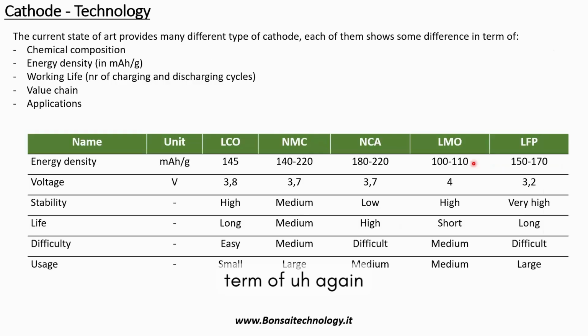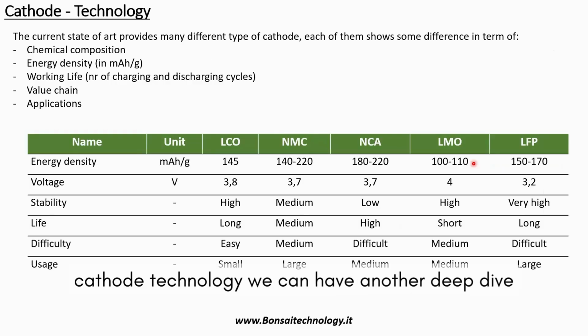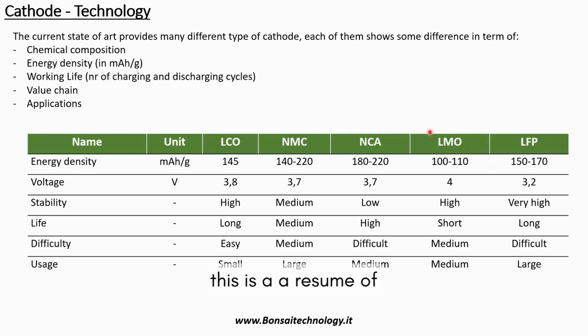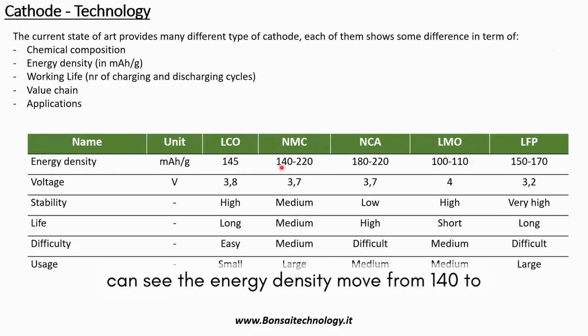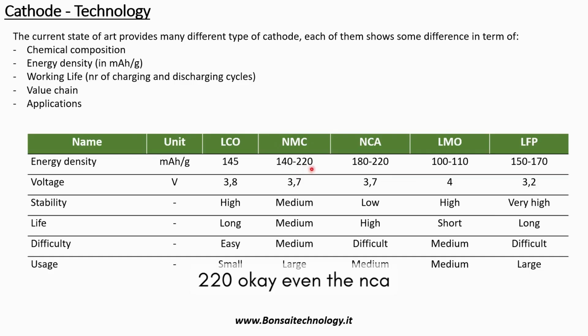In terms of cathode technology, we can have another deep dive. This is a recap of what we have seen before. We can start to rank the chemical compositions based on energy density. The most common batteries are NMC. As you can see, the energy density moves from 140 to 220. Even the NCA, with aluminum, has a very high energy density. The LFP is in the middle of the NMC range.